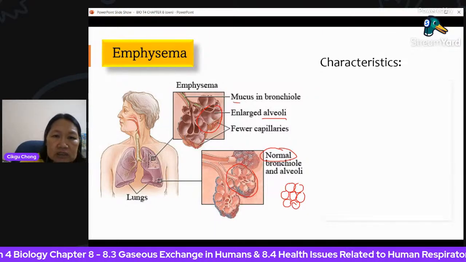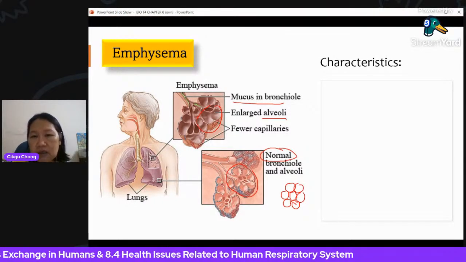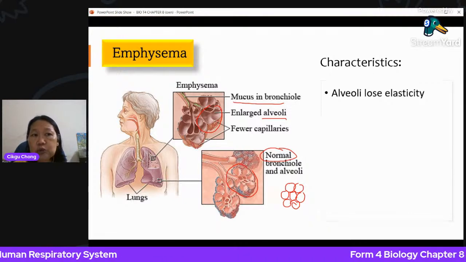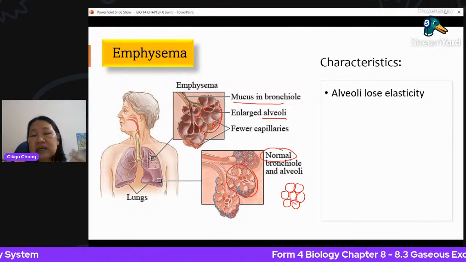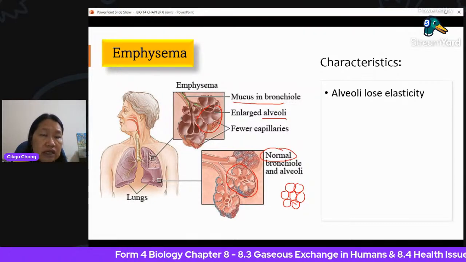Okay, and there's mucus in the bronchiole. So this is triggered by usually smoking. All right, so the alveoli lose elasticity. That means it's not elastic anymore. This one has to do with alveoli. Just now, the bronchitis and asthma are more to do with the bronchioles and the bronchus.